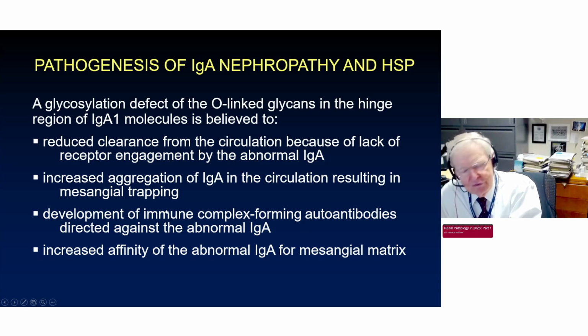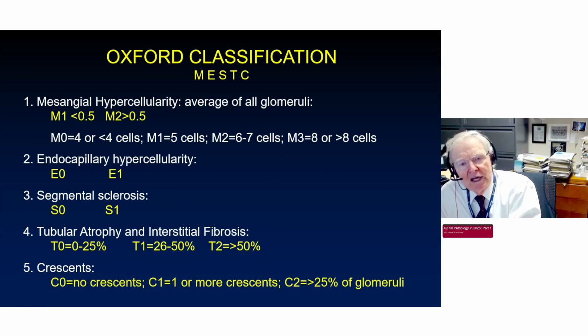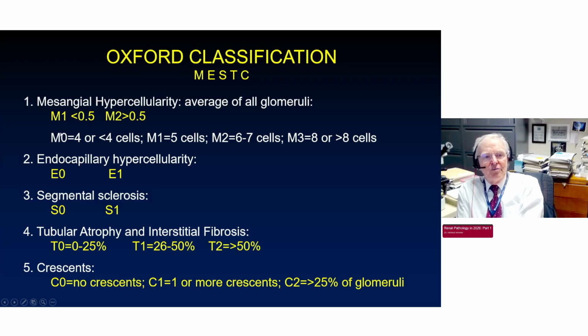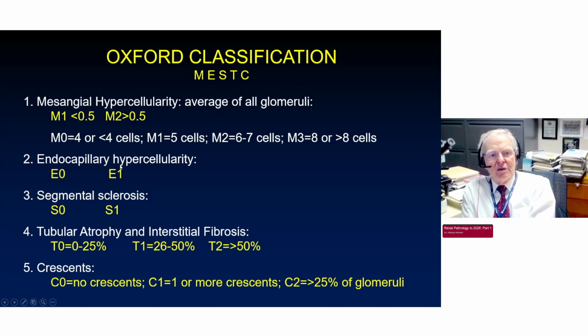Again, it involves different degrees of glycosylation of the IgA hinge region. Important is the Oxford classification. When you only have mesangial hypercellularity, this is expressed in its severity by an M1 or M2. The endocapillary hypercellularity is either absent or is present, and we mentioned that.